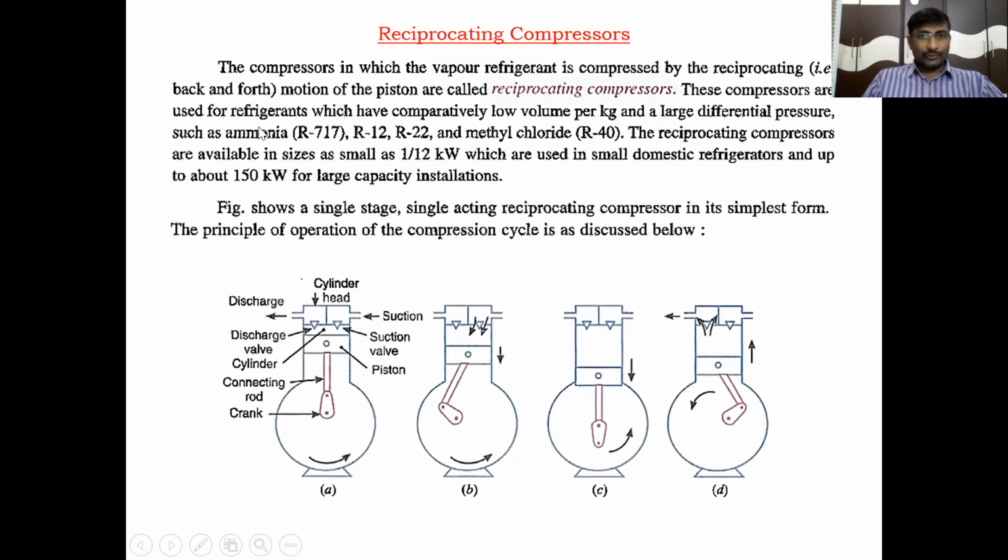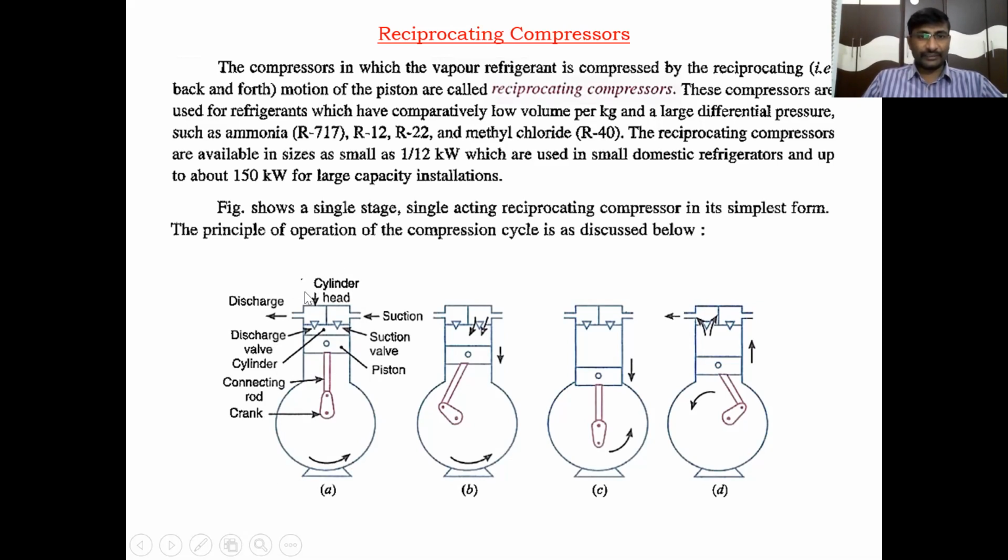These compressors are used for refrigerants which have comparatively low volume per kg and large differential pressure. Whenever a high pressure range is required, this compressor is adopted. It is used for high density fluids, because the flow rate is very low when compared to centrifugal and other compressors.